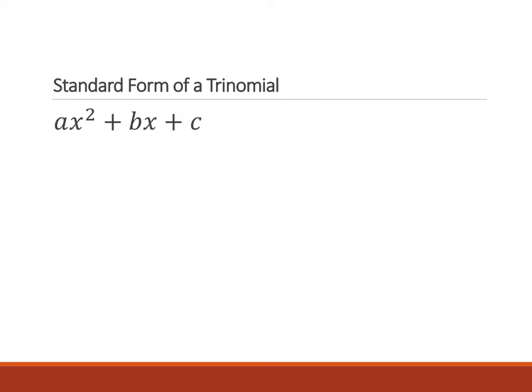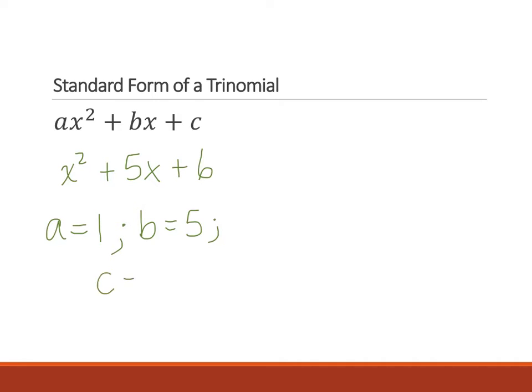Again, the standard form of the trinomials that we are going to be working with is ax squared plus bx plus c. Keep in mind then that whenever I write a trinomial, such as the one that I used previously, x squared plus 5x plus 6, I can designate the values of a, b, and c. In this case, a is going to equal 1, b is going to equal 5, and c is going to equal 6. Because a is the coefficient of the first term, b is the coefficient of the second term, and c is my constant term.